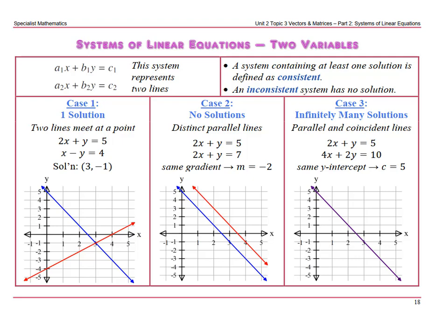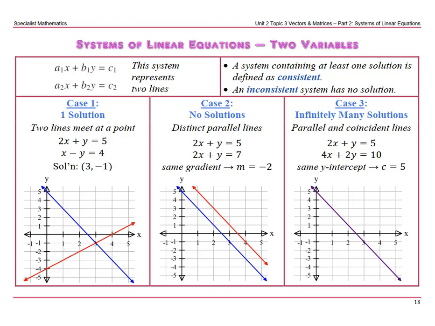Now if we have systems of linear equations with 2 variables, that means we have a1x plus b1y equals c1 for one equation, a2x plus b2y equals c2 for the other equation. So that's 2 linear lines. And our result from that is we can have one solution where the 2 lines intersect, so that's called consistent, or we can have an inconsistent system where there is no solution.